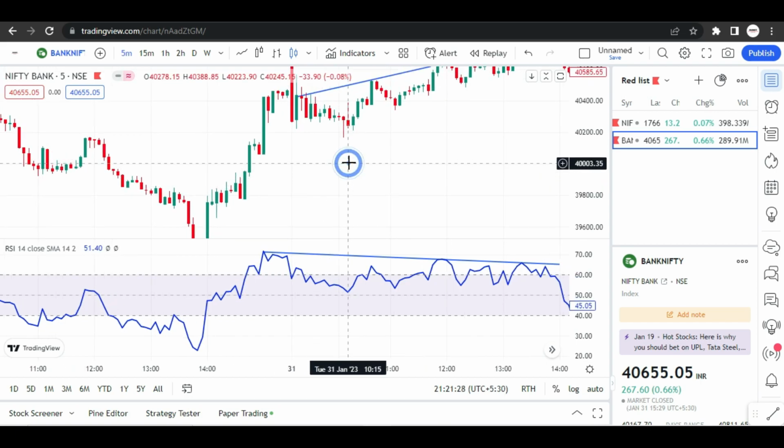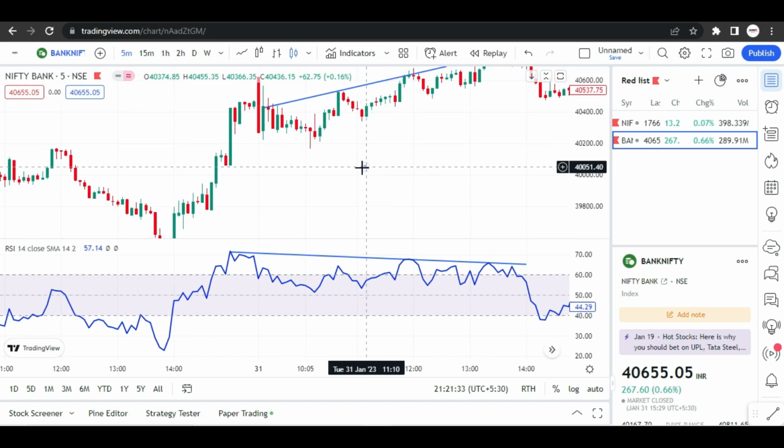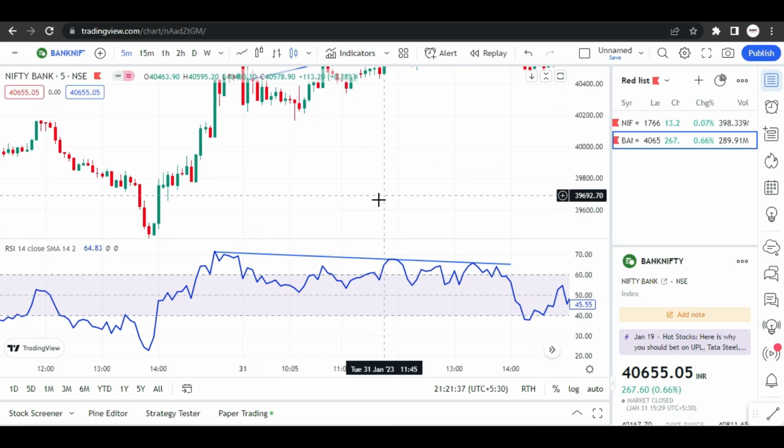And the last, people like to use this indicator also for the overbought and oversold zone.